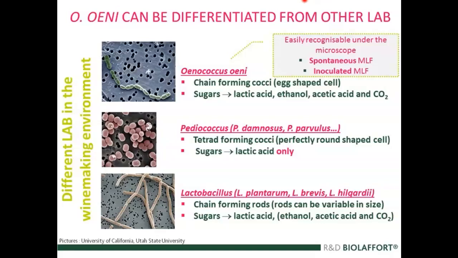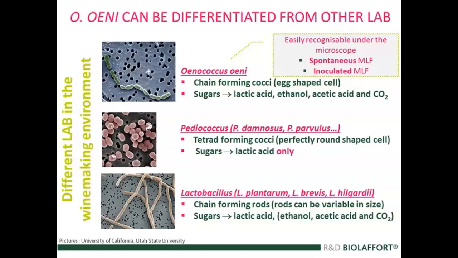Well, Oenococcus oeni are cocci that will form long chains, and they're egg-shaped cells, whereas Pediococcus are also cocci, but they form tetrads, so they're very different from Oenococcus oeni. They have a very different organization, so that one can easily distinguish them under the microscope, and more easily can one distinguish Lactobacillus, which has rods and that usually form long chains as well.